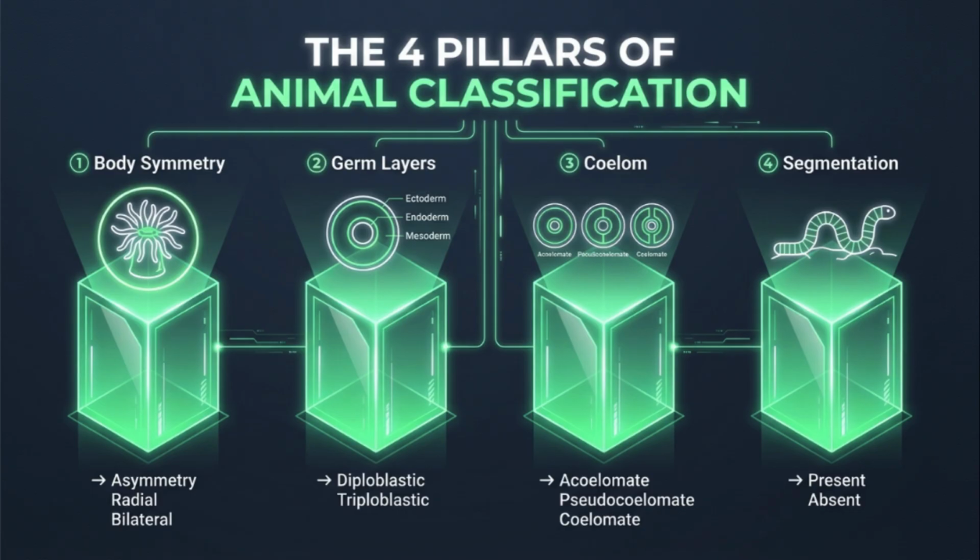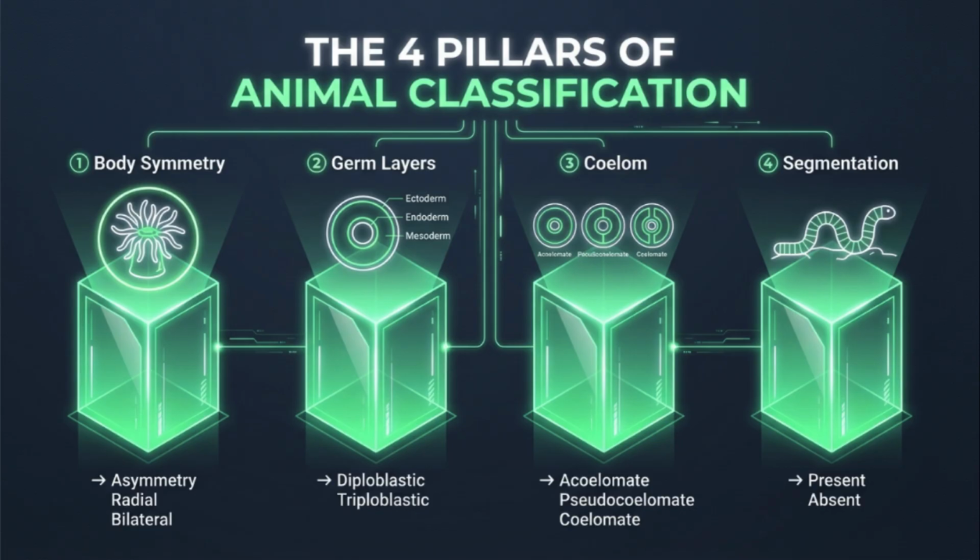Second, germ layers. Diploblastic means 2 layers, ectoderm and endoderm. Coelenterates. Triploblastic means 3 layers, mesoderm is added. Platyhelminthes onwards. Third, coelom. No coelom, acoelomate, like flatworms. False coelom, pseudocoelomate. Roundworms. True coelom, coelomate. Annelids, arthropods, you, me, everyone higher.